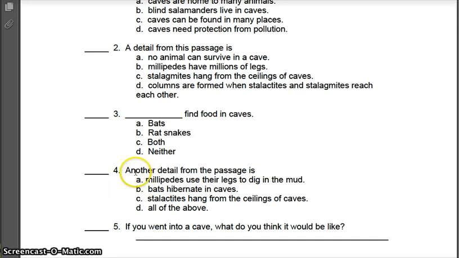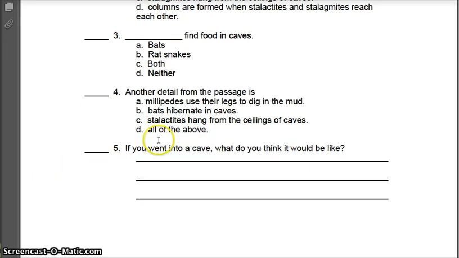Number 4, it says, another detail from the passage is. Remember, a detail is something that it said. And number 5 says, if you went into a cave, what do you think it would be like? Now, I don't want you to just imagine something, boys and girls. Just say, well, I think it would be cool, and I'd see a lot of things. I want you to think, what did the text talk about? What do you think you would see? How do you think it would feel? It talked about what an area of the cave feels like for a certain creature, okay? What do you think the temperature would feel like maybe in the middle of the cave, okay? So I do want you to use some evidence from the text, not just make up something, okay?